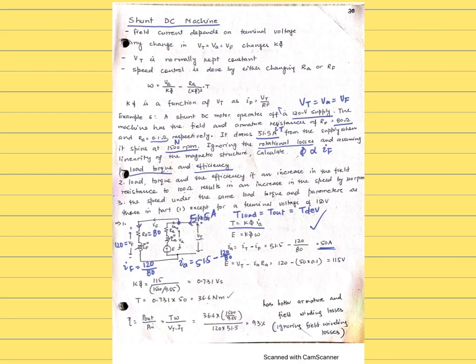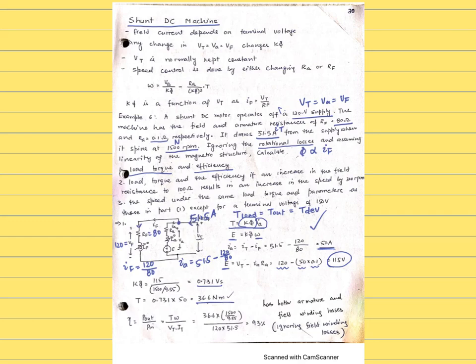In order to calculate K phi, we can use the induced voltage equation, E equals K phi omega. In order to have E, we can use the armature voltage minus IA RA. Armature voltage is 120, IA calculated as 50 in here, and RA is 0.1. So that gives you E. So you know E, you know omega. What is omega? 1500 RPM. So you calculate K phi. Then you use that K phi, and you use IA as 50, and you calculate the torque as being 36.6. And in order to calculate the efficiency, it's the output over input.